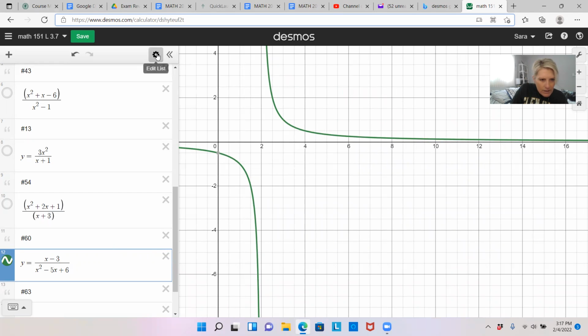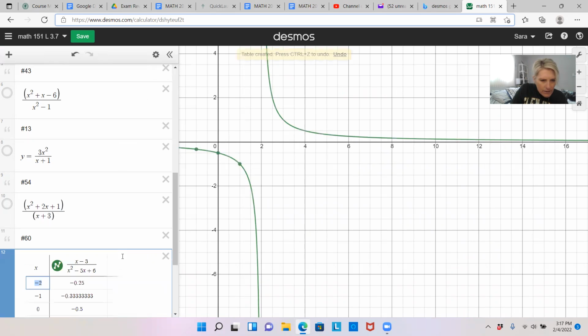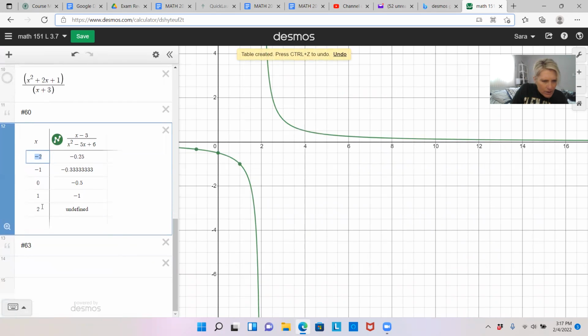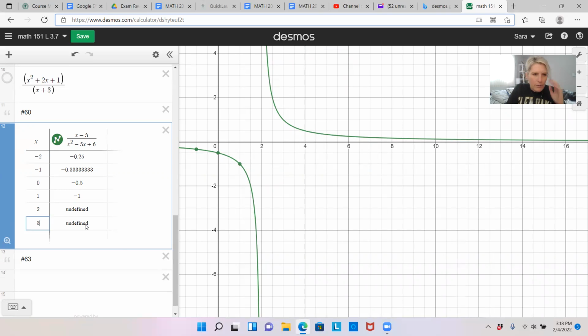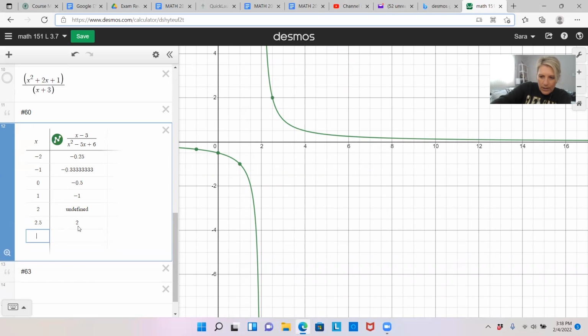So let's just click on the gear here. So it should be at 2, it's undefined. And then let's put in 3, it's undefined at 3. But the cool thing is you could put in 2.5 and it'll have a value, but then at 3 it's undefined again. So that's pretty cool.